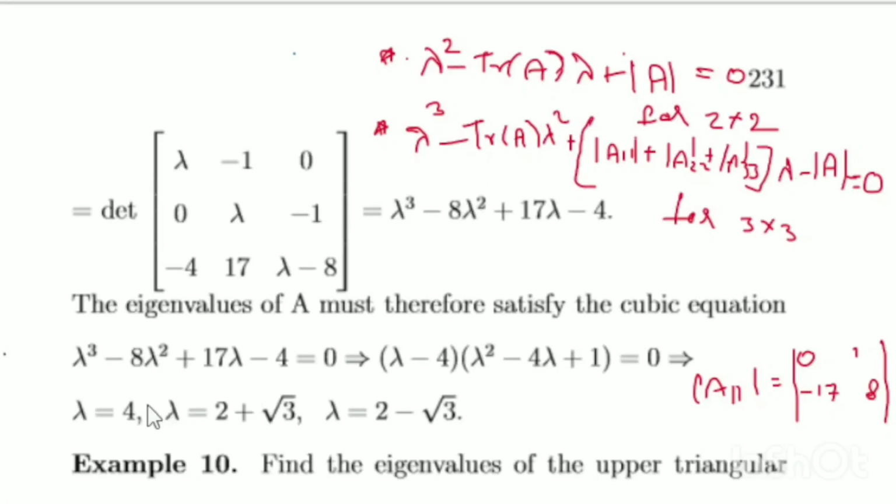Then you can see that lambda equal to 4, lambda equal to 2 plus root 3 and lambda equal to 2 minus root 3. These are the roots of the corresponding matrix A.